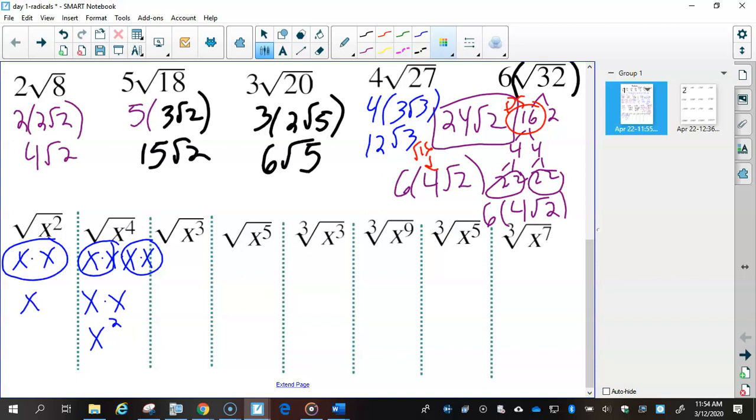Is that just making it smaller? Yes, that's what you do when you take the square root of something. You make it smaller.